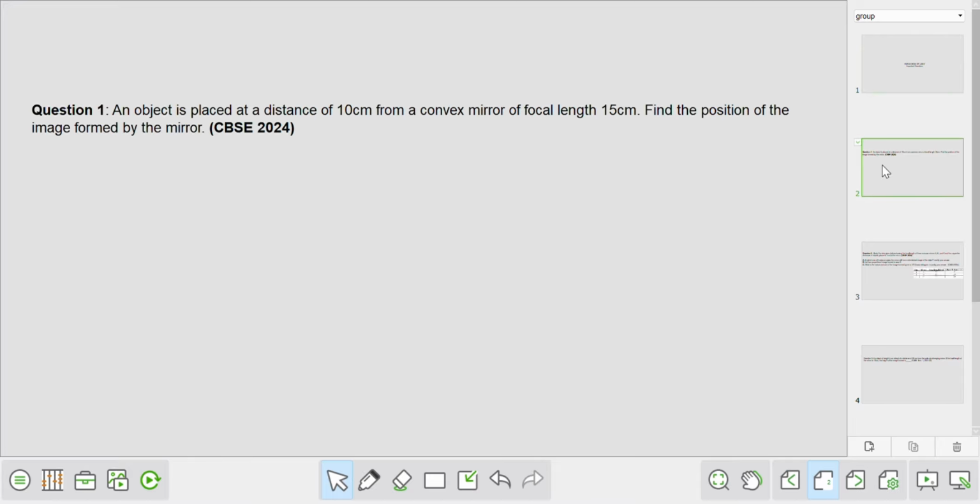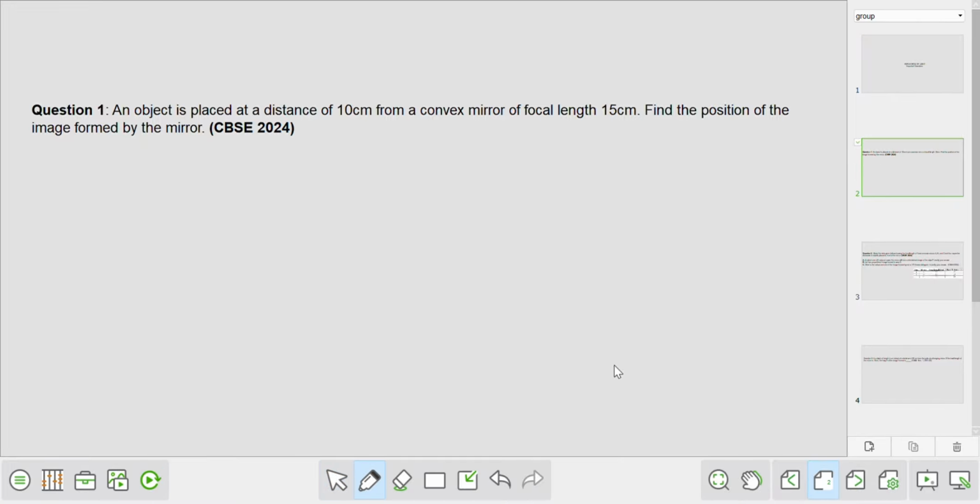So the question says an object is placed at a distance of 10 cm from a convex mirror of focal length 15 cm. Find the position of the image by the mirror. So before I solve the question, I want you to pause the video and try. Okay, I hope you have tried the question and you got the answer. So let's see whether you got the right answer.